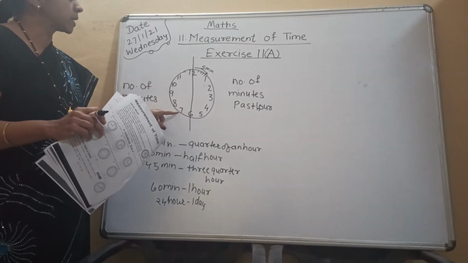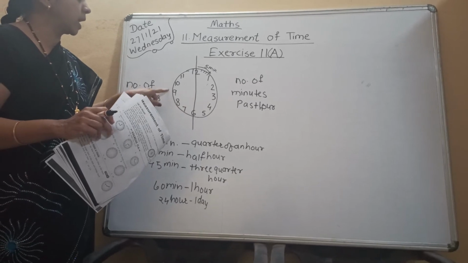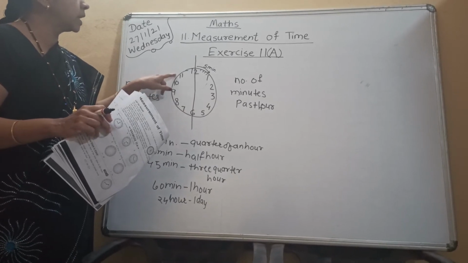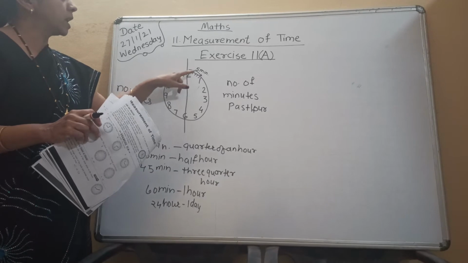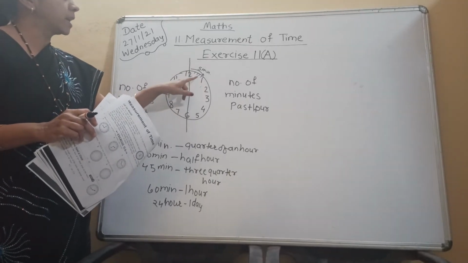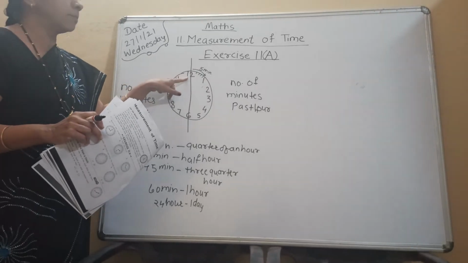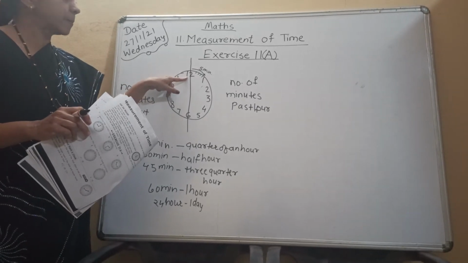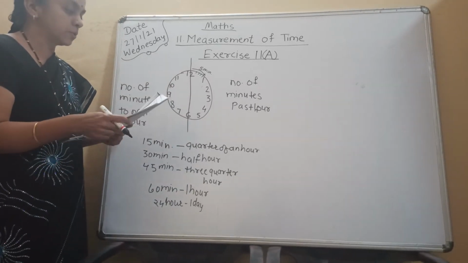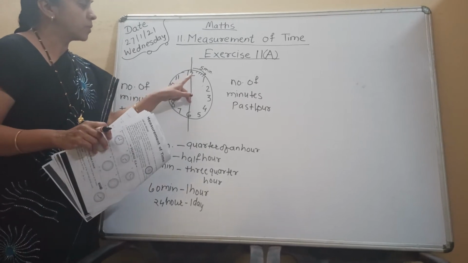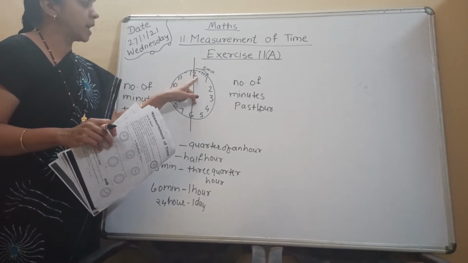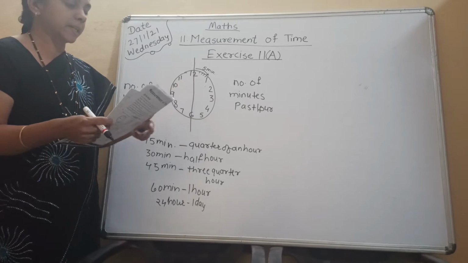Every one is like this: 1 to 2, 2 to 3, 3 to 4, 4 to 5, 5 to 6, 6 to 7, 7 to 8, 8 to 9, 9 to 10, 10 to 11 and 11 to 12. It requires 5 minutes each. Then we have to add all these 5s and that will become 60 minutes. We will see later on. So just remember that from 12 to 1 it requires a total of 5 minutes.